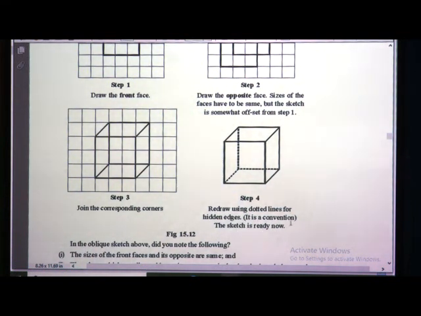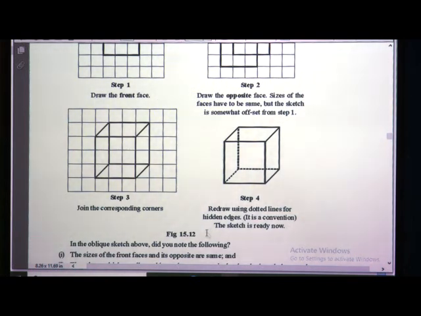It is a convention. The sketch is ready now. So, why have we drawn with a dotted line? Because it is imaginary, because we are unable to see the back side of this cube. So, we have drawn with a dotted line and found the figure on the paper which will look like a 3-dimensional figure, that is nothing but a cube, that is known as an oblique sketch.